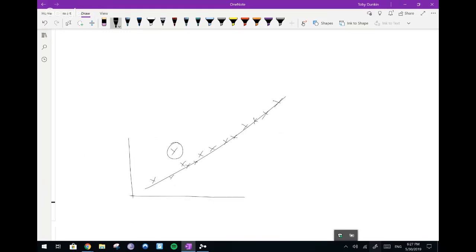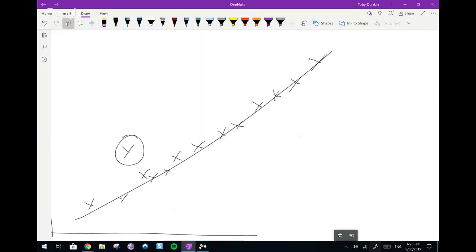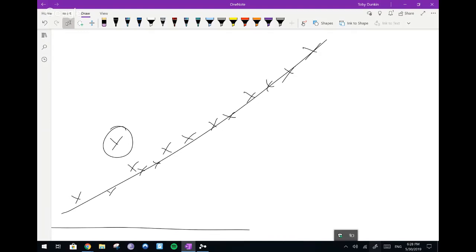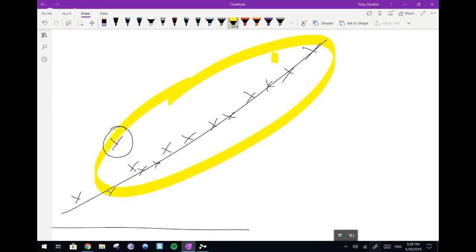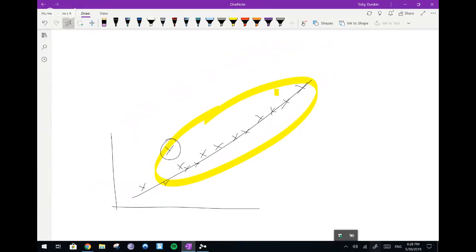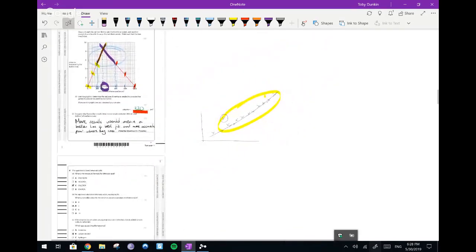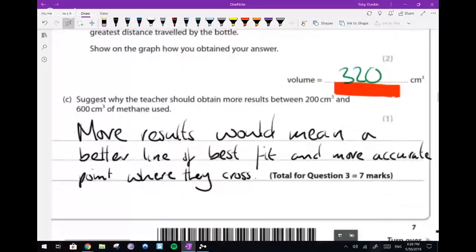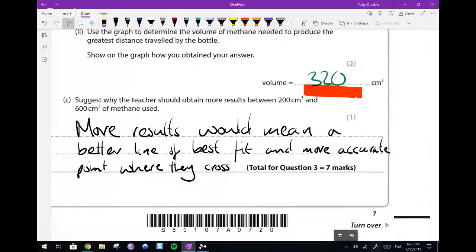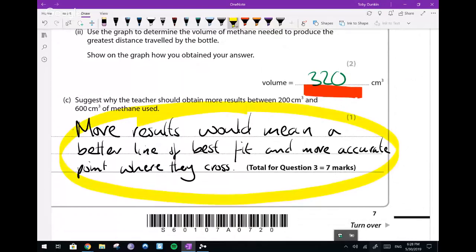So if you repeat, students often don't realize why you're repeating an experiment. You repeat an experiment in order to identify anomalies, discard them, and calculate a better average. Why would you do more experiments within the range of different numbers? That's this question. It'll give you a more reliable and a better line of best fit. Once again, being able to spot anomalies and discard them. So that question is definitely one to pay attention to.